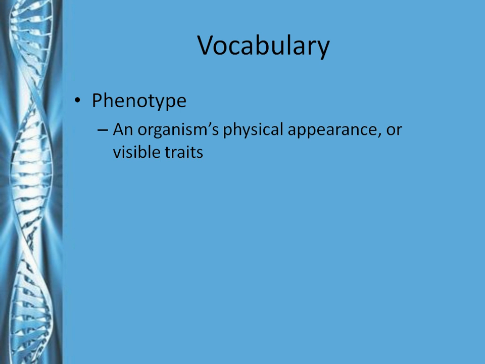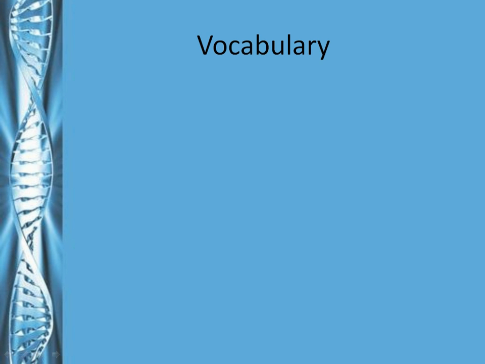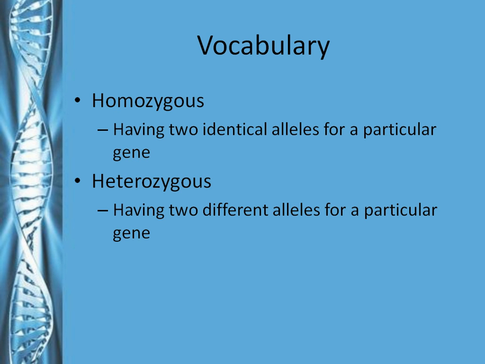We have phenotypes, which is an organism's physical appearance or the visible traits, and to go along with that we also have genotype, which is an organism's genetic makeup or allele combinations. There's homozygous, which means that they have two identical alleles for a particular gene, or there's heterozygous, which means they have two different alleles for a particular gene. So homozygous are for identical, heterozygous are for different.